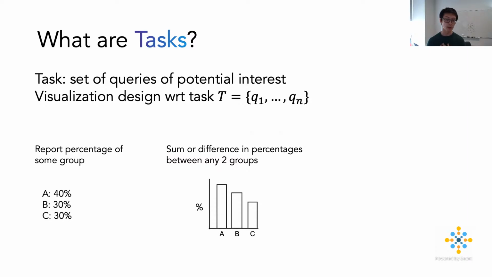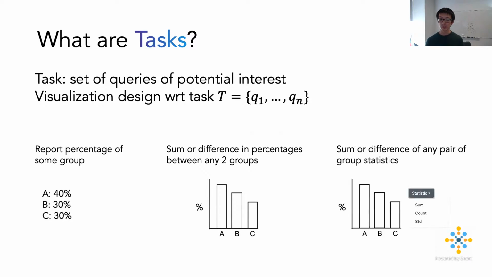Perhaps they want a sum or a difference sum, but we don't know which exactly and which groups they're interested in. And so we might use the bar chart. But if the task is a little bit more ambiguous, meaning the set of queries is larger, then perhaps we don't know which statistic the user is interested in, and we might use an interaction or a more complex infographic. So this is, hopefully, an interesting way of modeling tasks as sets of queries.